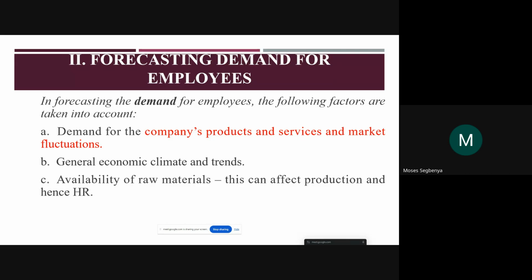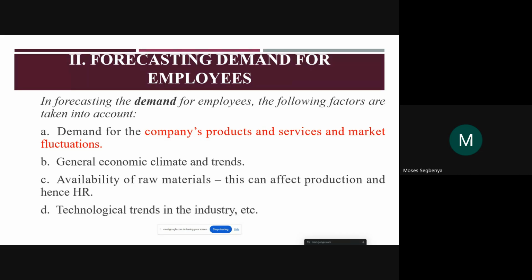You must also look at the availability of raw material. As much as you want to bring 50 teachers, the question is, will you get space for them to teach? Will they even get students to teach? If you want to reshuffle them, would that be the best economic decision to make? So this can affect production and hence HR. So the availability of raw materials must be determined. Do you have the students? You want to bring additional teachers.